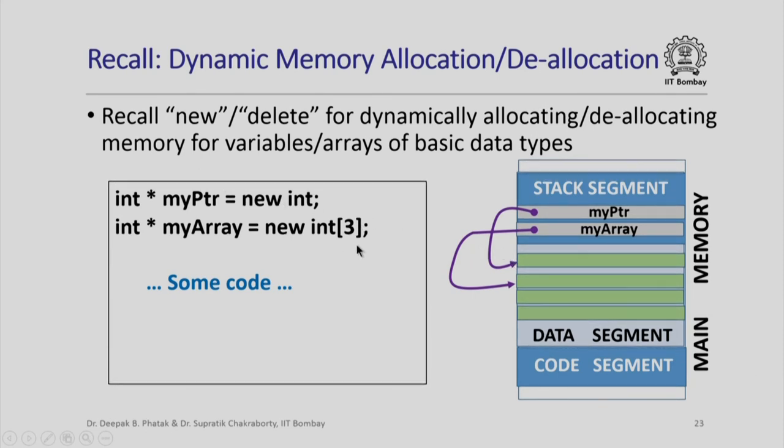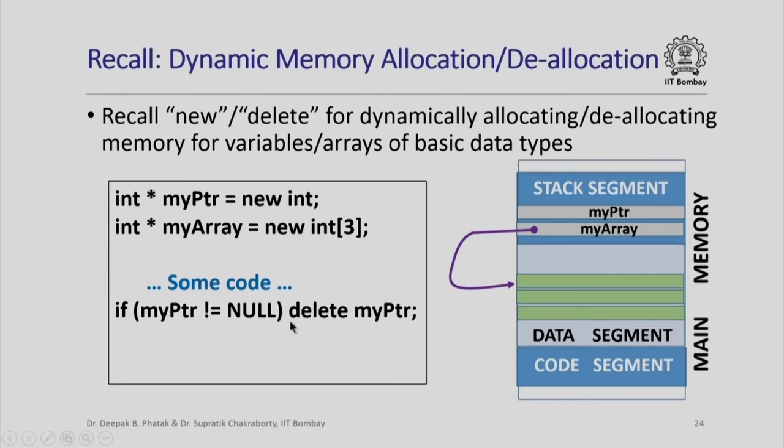The second assignment statement will allocate space for three integers in the data segment or heap, and it will return a pointer to the first location of the space allocated for these three integers, and that will get copied to my array. My array is of course a local variable of the function. It has its space allocated in the stack segment, and so now my array will start pointing to the first of these three integers allocated in the data segment or heap.